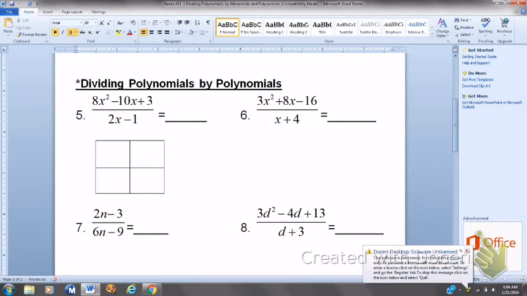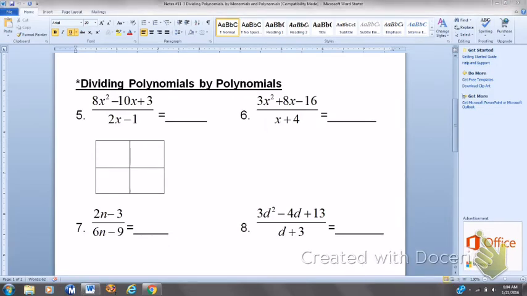Now we're going to divide polynomials by other polynomials, and this is a little more tricky. The way we're going to do this is with these squares, like we used when we were multiplying polynomials together. We have 8x squared minus 10x plus 3 divided by 2x minus 1. So I'm going to take the divisor, 2x minus 1, and put it out here. When we did these before, it was always this box and this box. The terms didn't change. So I'm going to put my 8x squared into the top left box and my positive 3 into the bottom right box.